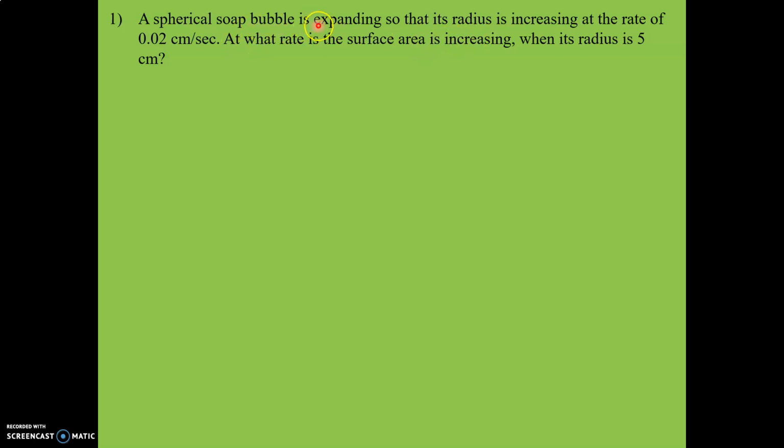So spherical soap bubble is given. It is expanding. That means its radius is increasing at the rate given. That is dr upon dt is given. That is 0.02 centimeter per second. Now radius is 5 centimeter is also given in the question, and you have to find out at what rate the surface area is increasing. Surface area, if you are considering capital A for surface area, then dA upon dt you have to find out.